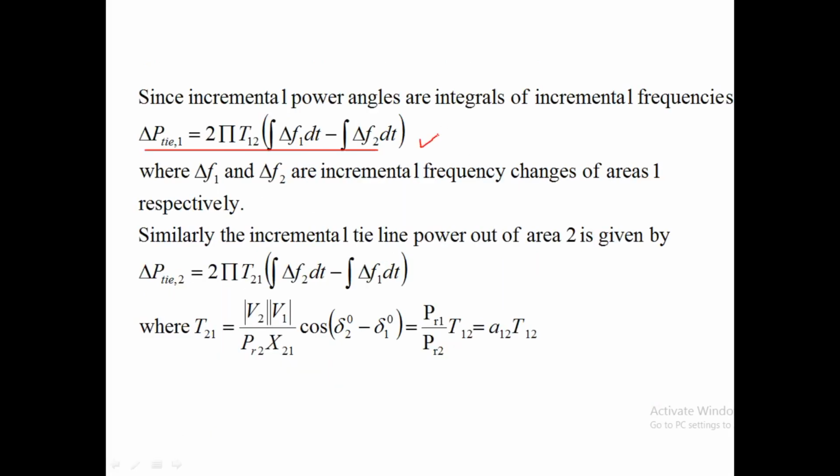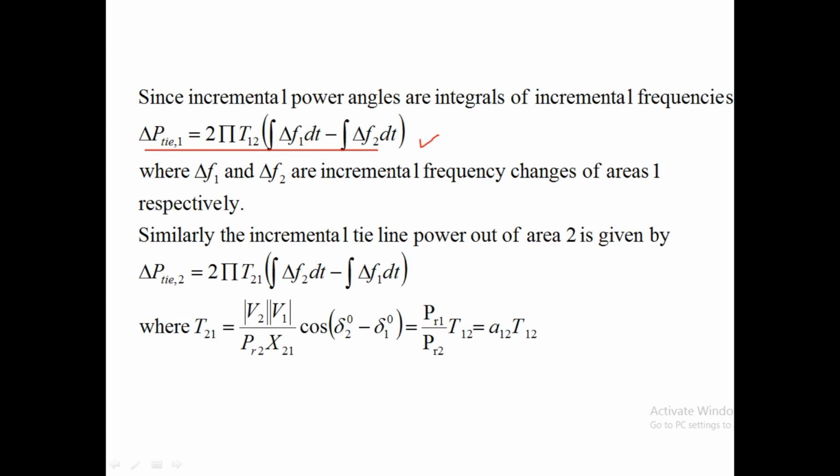Instead of that delta, we can represent it by using the incremental integrals of the incremental frequencies. So this is 2 pi into the integral of delta f1, for each area, it will be coming there. The other T12 is already there in our equation. So this is represented by this equation.